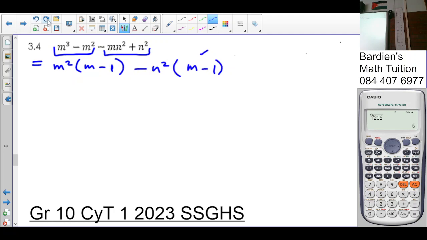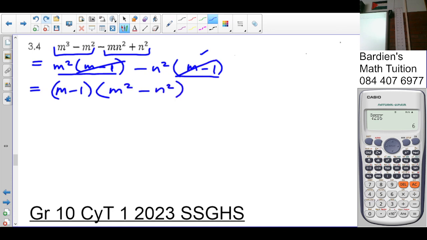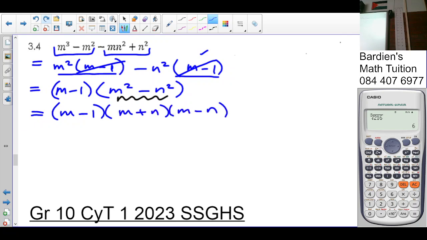So let's carry on with that then. We now know that between the two terms, m minus 1 is your common factor. If I take that out, I'm left with m squared. Take that out, I'm left with negative n squared. As you can see here in the second bracket, we have the difference of two squares. So it's m minus 1, m plus n, m minus n.